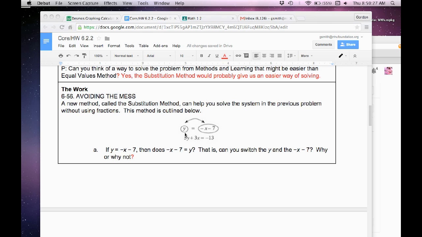And it shows the two equations, and it shows that y is equal to negative x minus 7, and it circles those for some reason. So let's try to figure out why it's drawing attention to that fact. If y is equal to negative x minus 7, then does negative x minus 7 equal y? I think that's only fair. Yeah, sure. That is, can you switch the y and the negative x minus 7? You can, because if a is equal to b, then b must be equal to a.